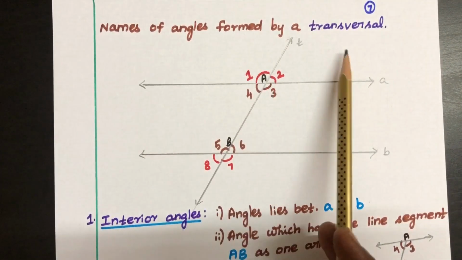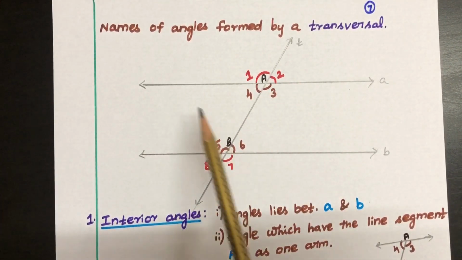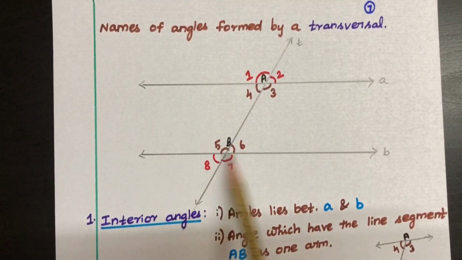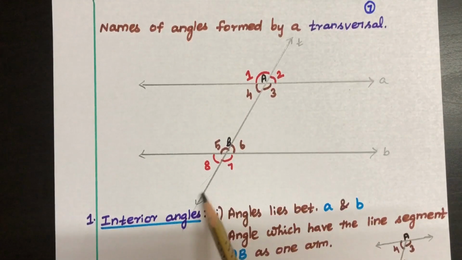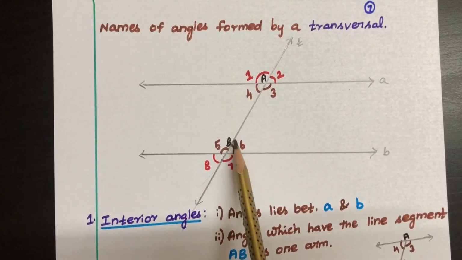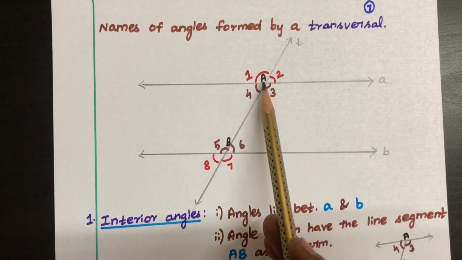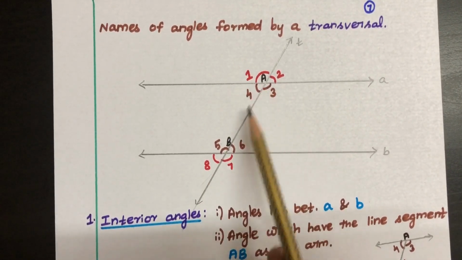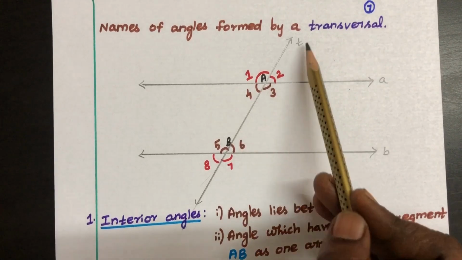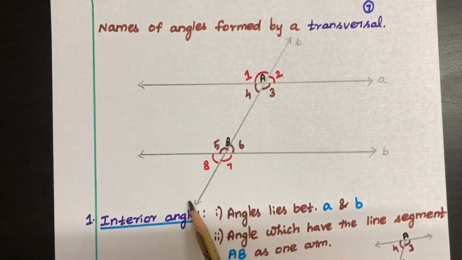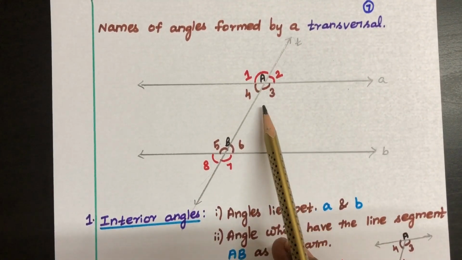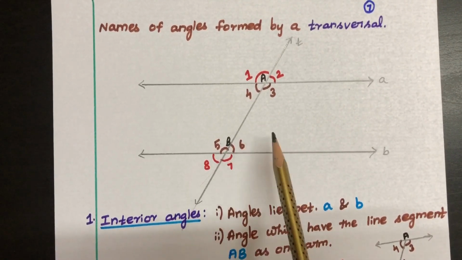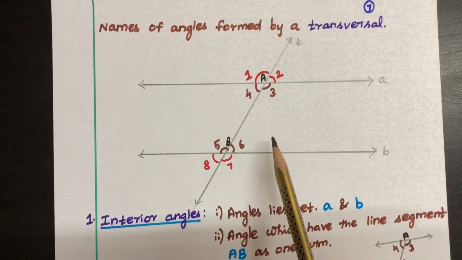Names of angles formed by a transversal. See, with a transversal, this is the point of intersection. Two lines meet, so what will happen? Point of intersection. Also see, vertically opposite angles are also formed. These points are the points of intersection between the parallel lines and the transversal line. So many angles are formed. We are going to give names for these angles. So, let us see what those names are.